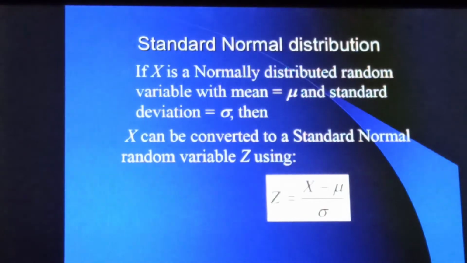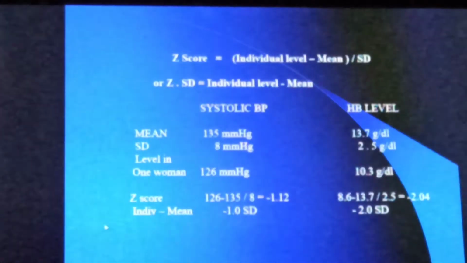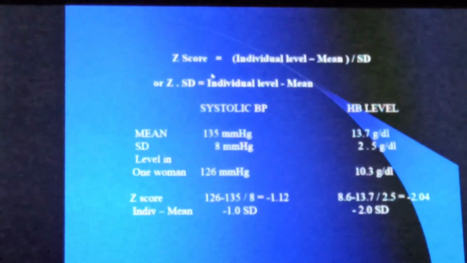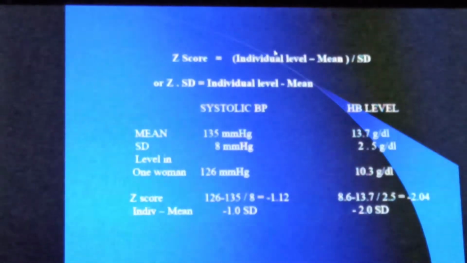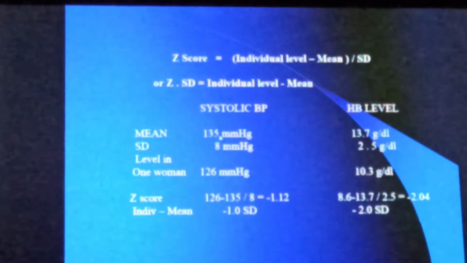This Z distribution is called the standard normal distribution, because it has a special property: the mean of Z is 0 and the standard deviation of Z is 1. Using this transformation, we can calculate the areas under the normal curve, which are useful for our medical inference. Let me give an example of how to calculate Z: individual observation minus mean, divided by standard deviation. For example, systolic blood pressure.